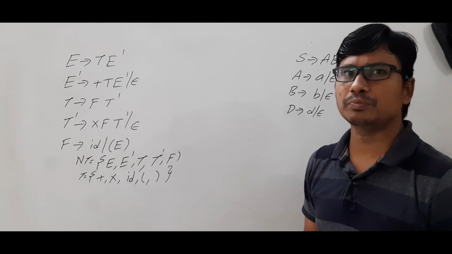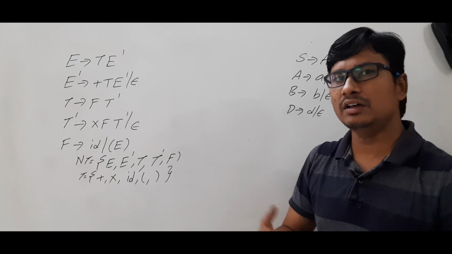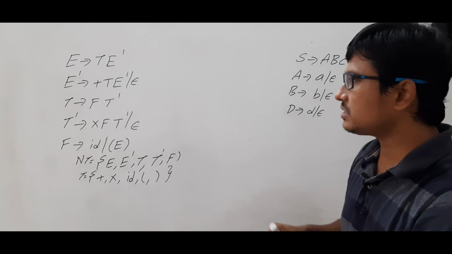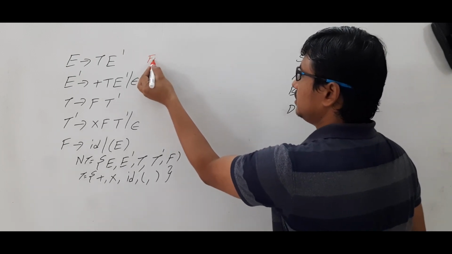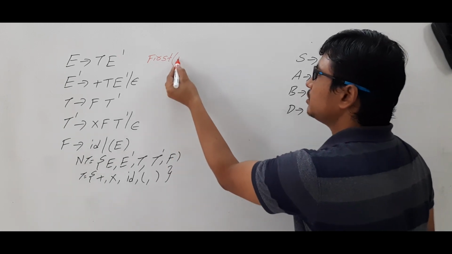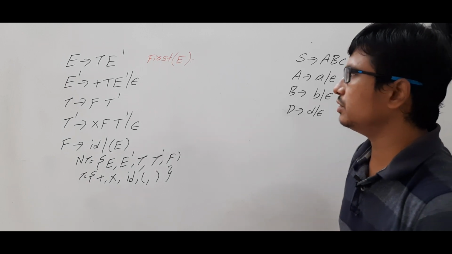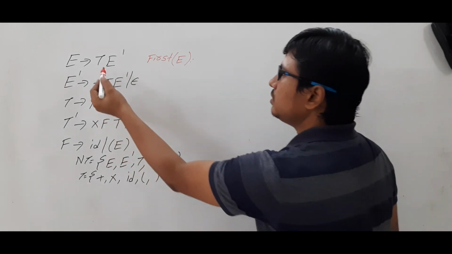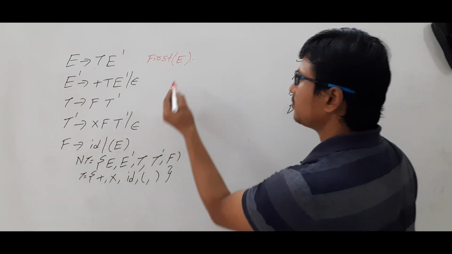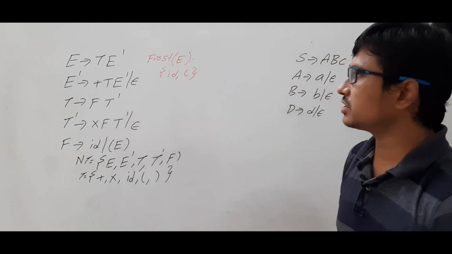Now, if you want to compute the follow of the non-terminals, first we need to find the first. If you find the first, then easily you can compute the follow. So let me discuss how to compute the first. I have even discussed the rules for computing the first in one of the videos. If you have not watched that video, I request you to go back and watch it. So first of E is equal to first of T. First of T is equal to first of F. First of F is ID comma open braces. So this is the first of E.